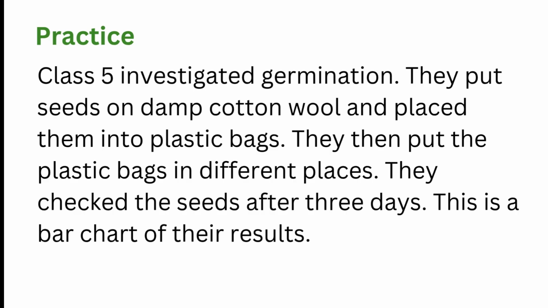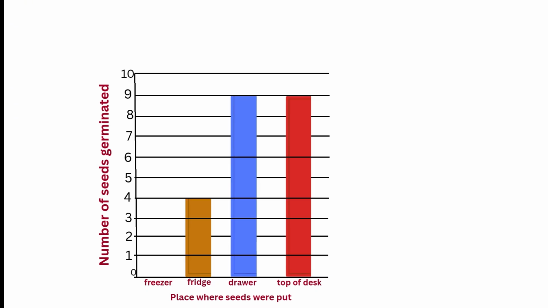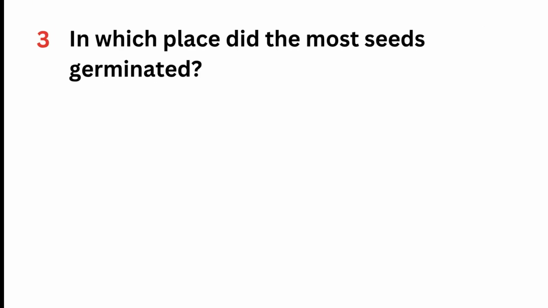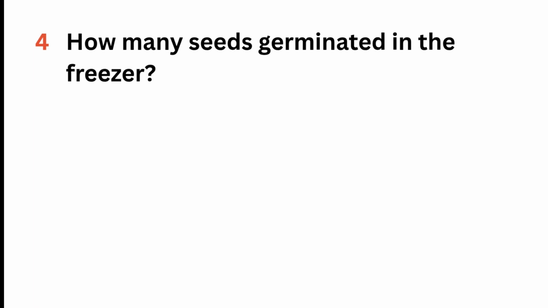Practice. Classmates investigated germination. They put seeds on damp cotton wool and placed them into plastic bags. They then put the plastic bags in different places. They checked the seeds after 3 days. This is a bar chart of their results. Question number 3. In which place did the most seeds germinate? Most seeds germinated in the drawer and on top of the desks. Question number 4. How many seeds germinated in the freezer? None.